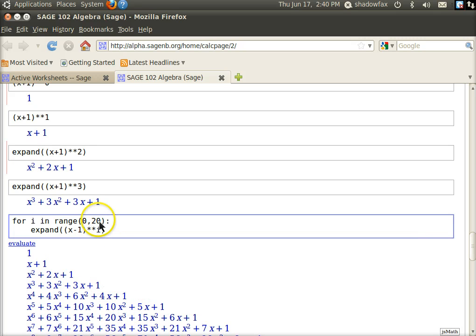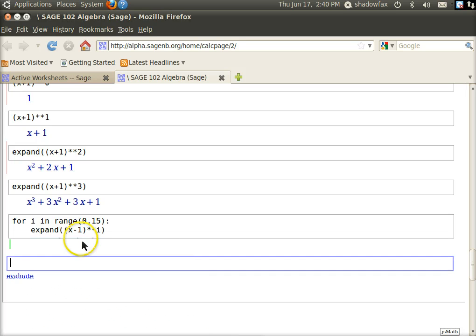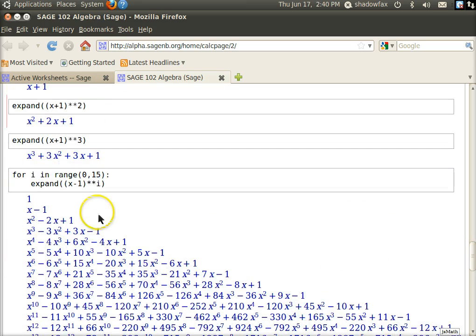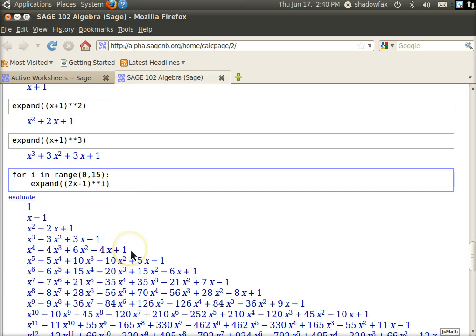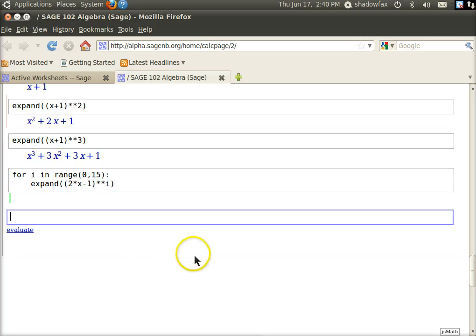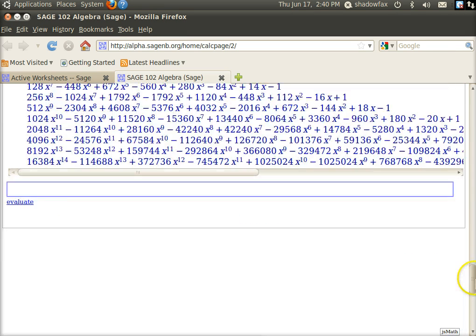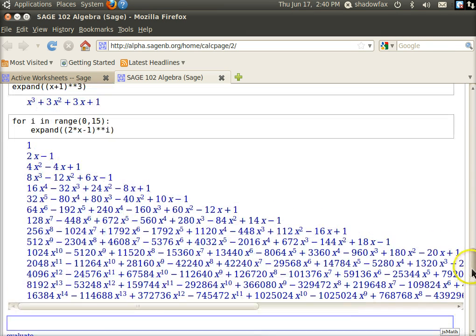I'm not going to get this crazy. How about 12 was big enough? Maybe 15. See what happens when you throw in some negatives. The signs start alternating. What if you put in some coefficients other than 1? Then you get craziness going on here. And we could talk about that using the binomial expansion theorem. I'm not going to get into that right now.